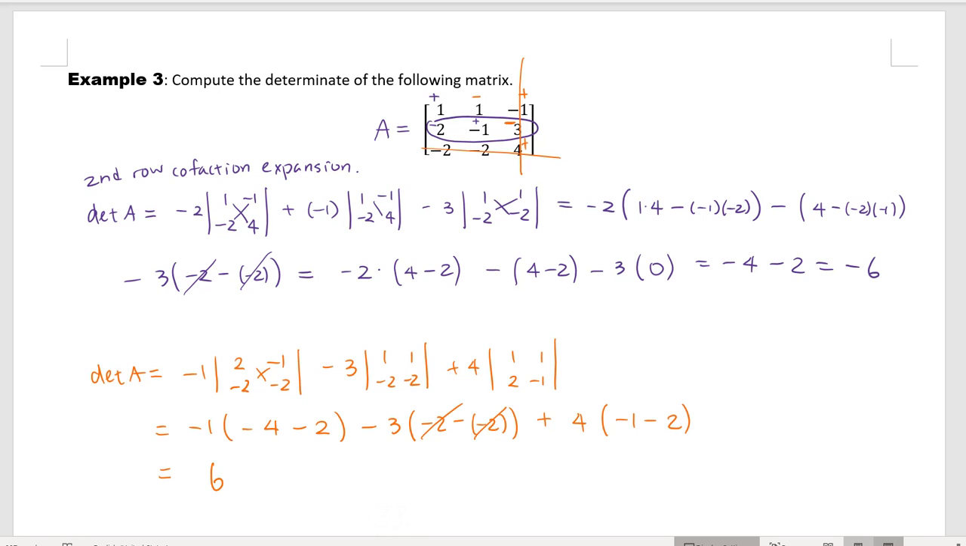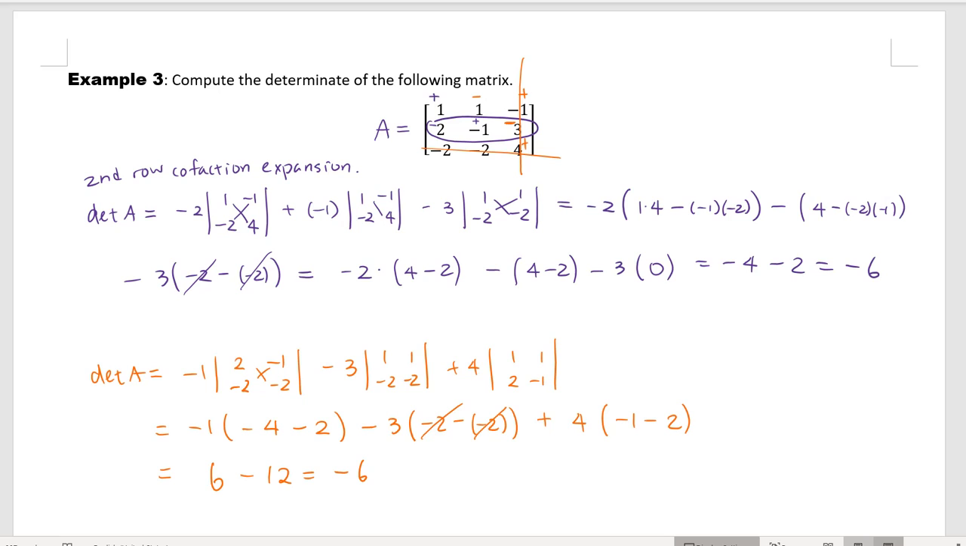And here, oh, they cancel. We just get 0. And then negative 1 minus 2 is negative 3. 4 times negative 3 is negative 12. So the answer is also minus 6. Do you see the answers are the same, right?